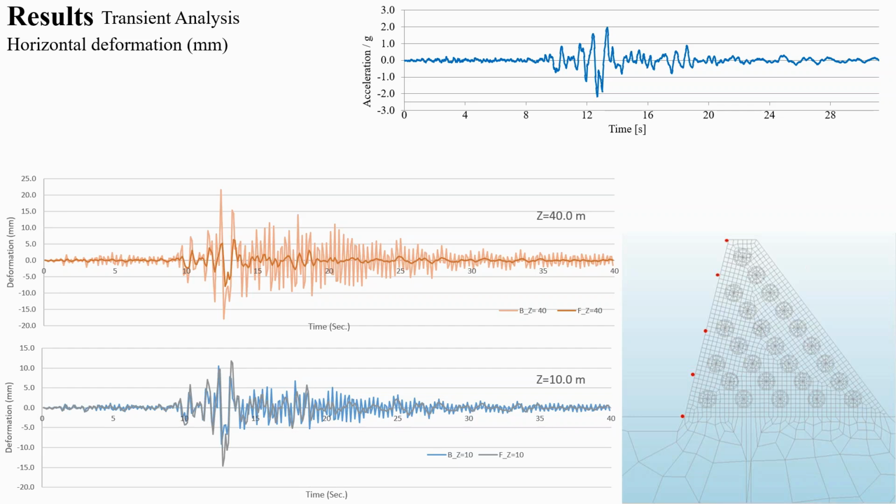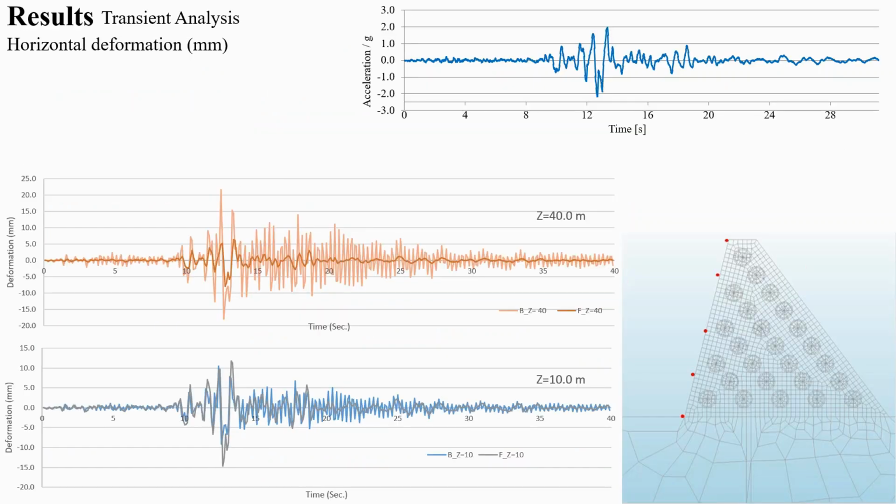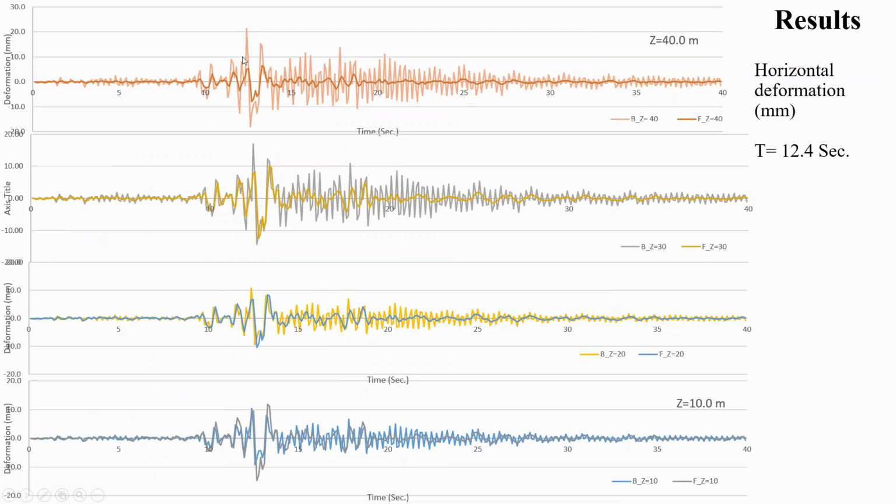This agrees with the other analysis, which showed that the cut point raised from one-third height to 2/3 height. This is the cut point change in location, and this is the deformation. We chose time 12.4 seconds because it's the location where large deformation occurs.